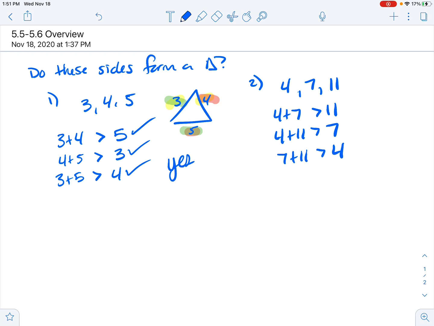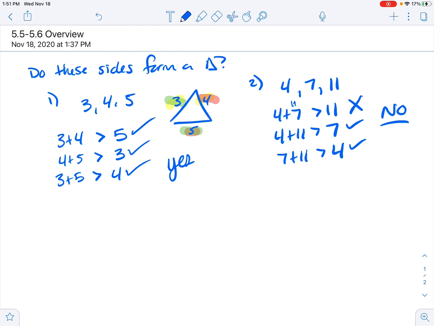So let's go through this. 4 plus 7 is 11. 11 is not bigger than 11. So that's no. Even though these two things are true, that first one's not. So do these three sides make a triangle? No. Okay?